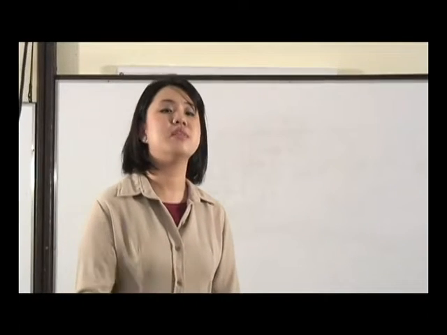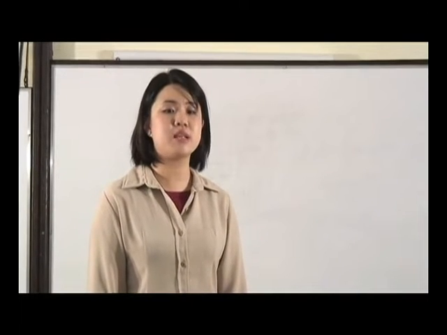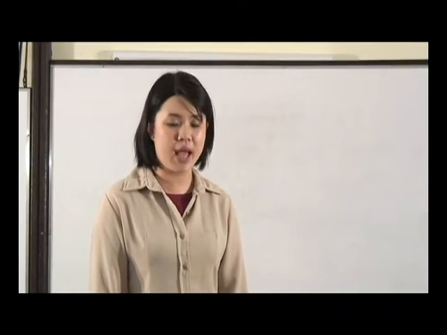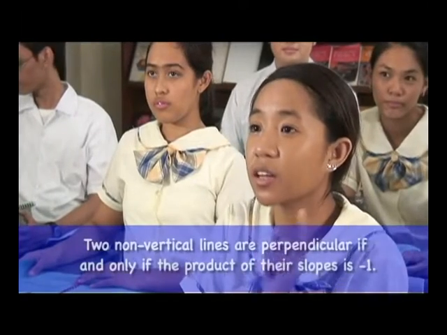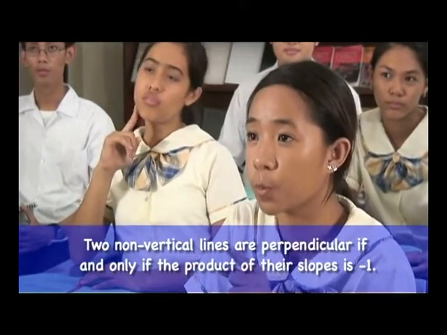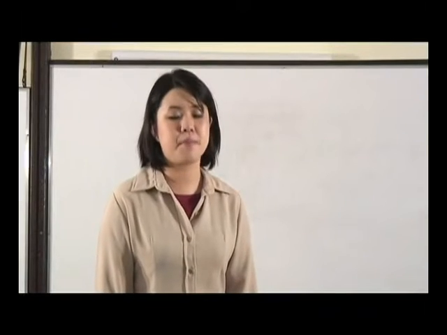Well, Maurice, now we can have an answer to your question. Can you give a statement that summarizes what we have shown about perpendicular lines? Two intersecting non-vertical lines are perpendicular if the product of their slopes is negative 1 and conversely. Well done, Maurice.